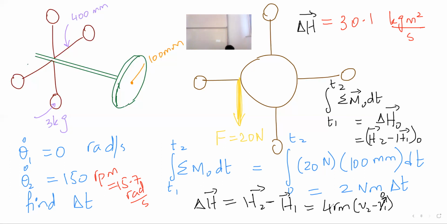So finally, delta T comes out to be, this is 2 Newton meter delta T. So your delta T comes out to be 15.1 seconds.